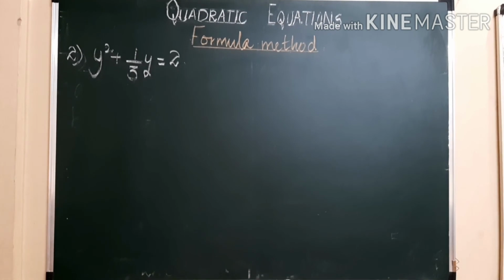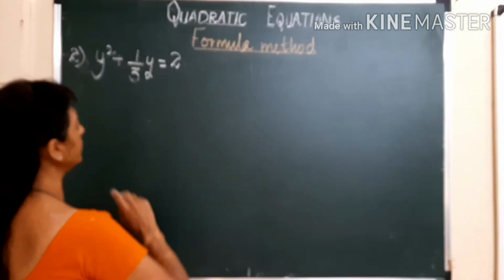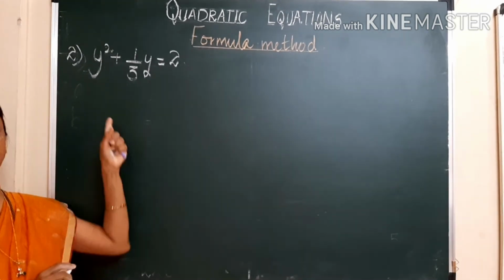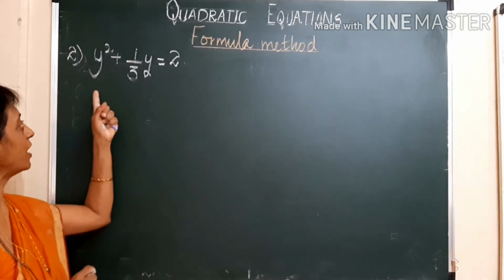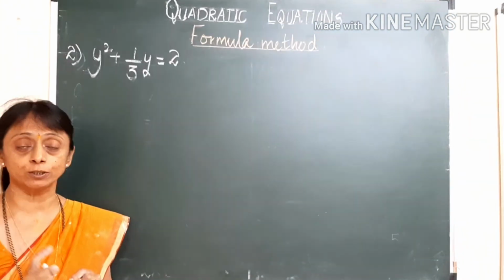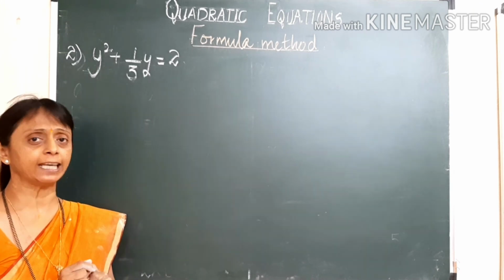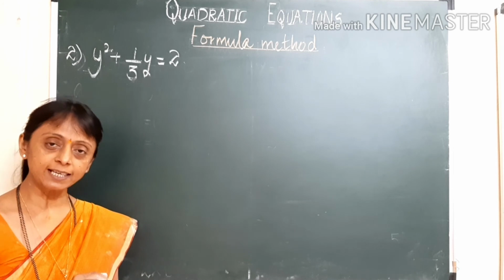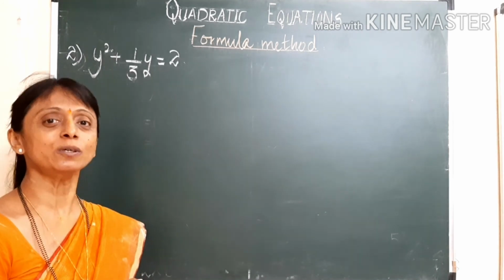Now children, let's solve one more problem by using the formula method to find the roots of this given quadratic equation. The equation written on the board is y square plus 1 upon 3y which is equal to 2. Remember children, before you start solving, change it into the general form of that given quadratic equation. What is the general form? It is ax square plus bx plus c which is equal to 0.